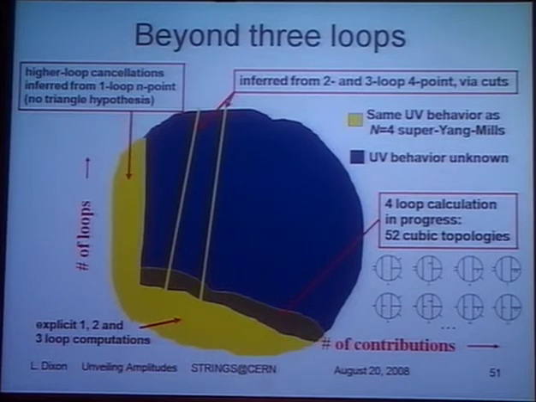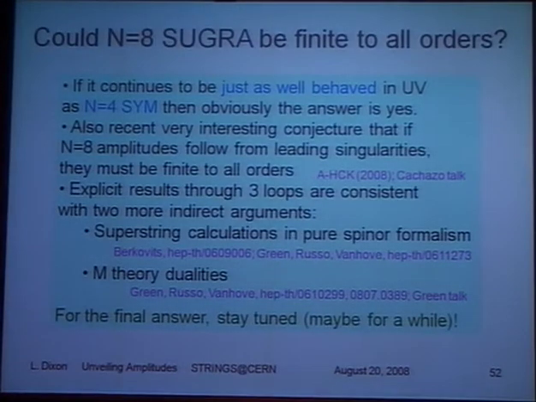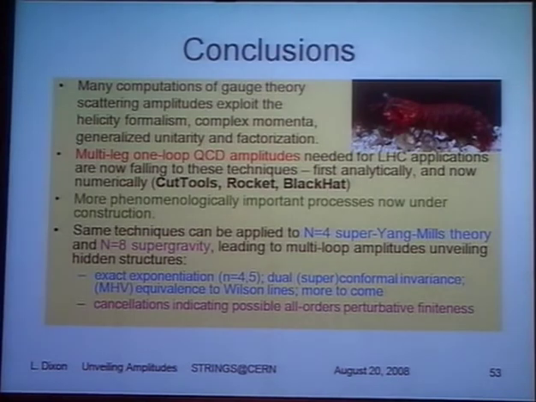We can also go beyond 3 loops. We're working on the 4 loop calculation, but because I'm out of time, I'll tell you the answer. It's still an open question whether the theory is finite or not. There have been other indications that it should behave well, at least for a while, but there's no proof yet. There's some indications of ways you might think about proving that it could be finite, which you may hear from Freddie.